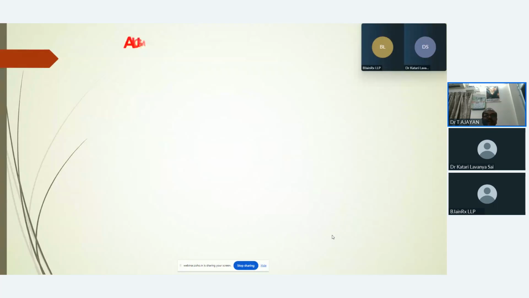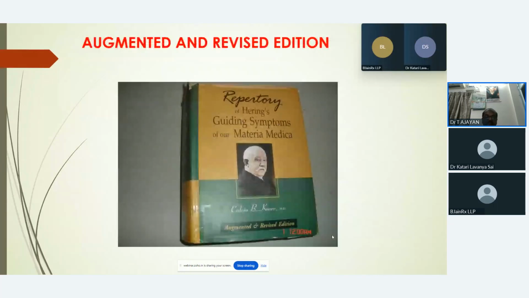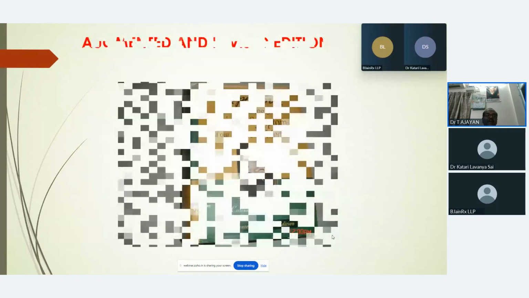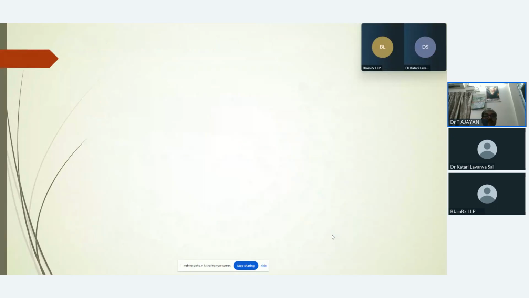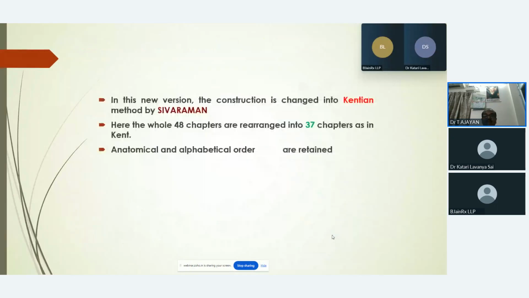This is the augmented reversed edition of Kalpinbi Sivaramakrishnan. In this new edition, the construction is changed to the Kentian method by Sivaraman. Here the 48 chapters are rearranged into 37 chapters, as in Kent, which everybody knows. Instead of 48 chapters, it is rearranged to 37, and the anatomical and alphabetical order are retained.